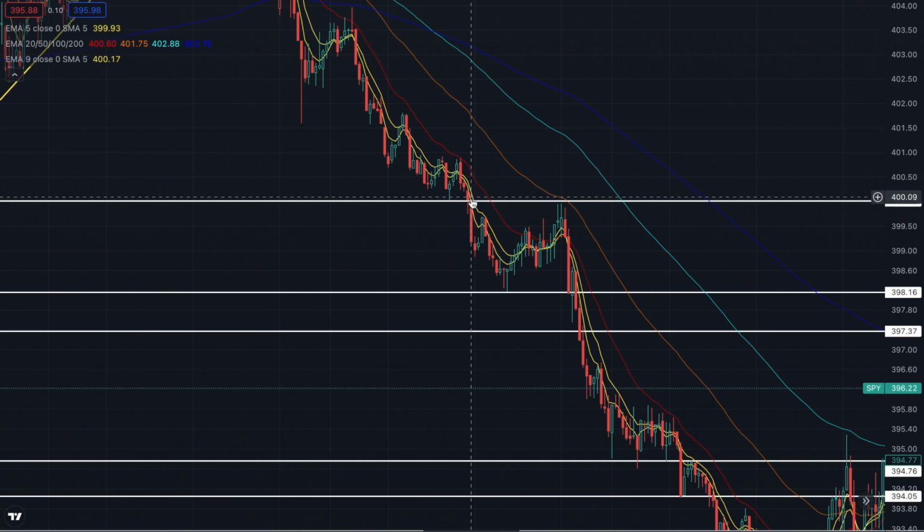I think I played 1 or 2 contracts right here because it was risky, because it was only one point of support, and then I probably was completely out right here, because sometimes I just completely take my money and dip because I just want to be green for the day.